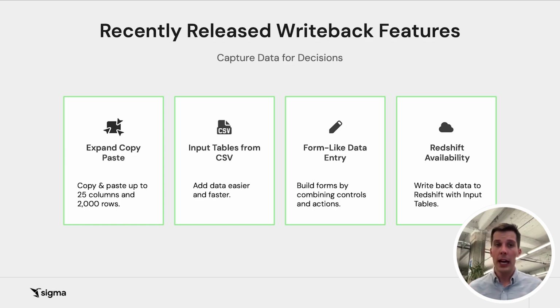So first, quickly adding data is now better than ever. You can copy and paste up to 25 columns and 2,000 rows of data at once. Plus, we've added a handy new feature. You can create input tables directly from CSV files. This means you'll be able to add data faster and more easily than ever before. And if you're building data apps, it's now simpler to seed your models and get your project rolling right away.